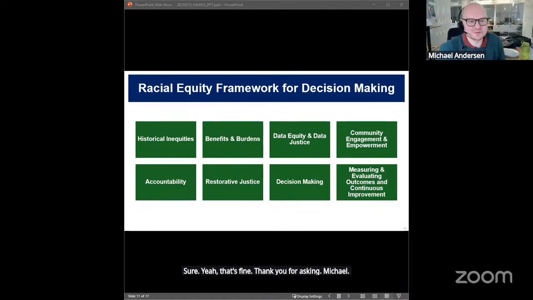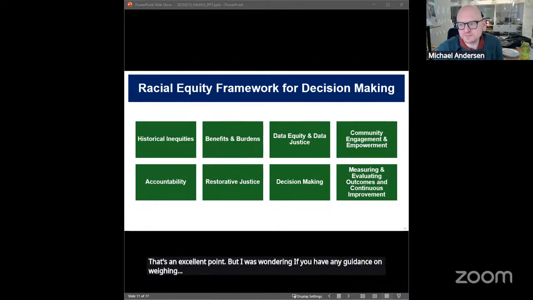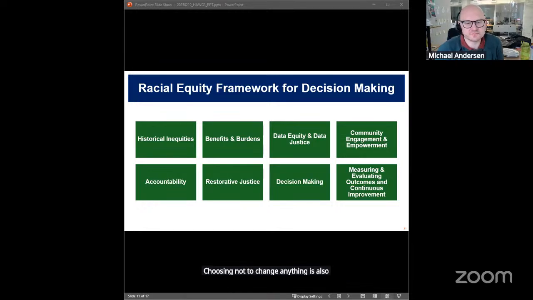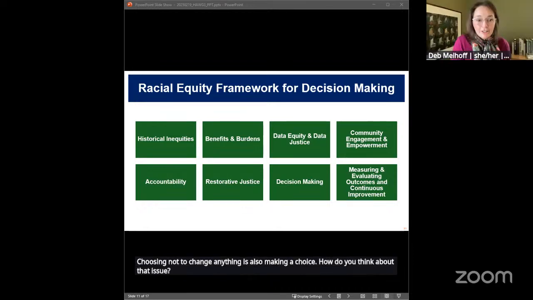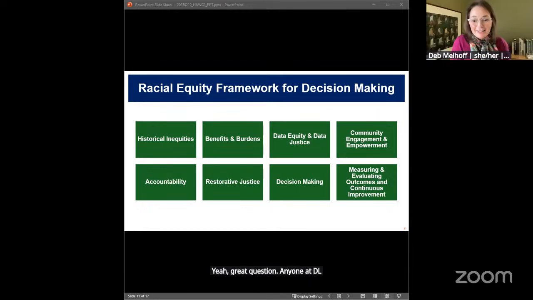That's an excellent point. But I was wondering if you have any guidance on weighing the framework against the status quo too, because it seems like choosing not to decide is also making a choice. Choosing not to change anything is also making a choice. How do you think about that issue? Yeah, great question. Anyone at DLCD want to take that?